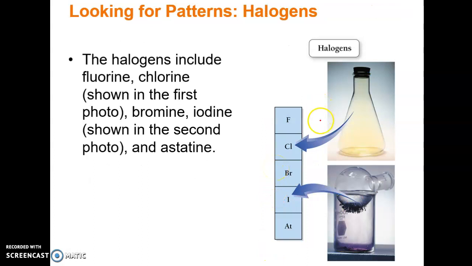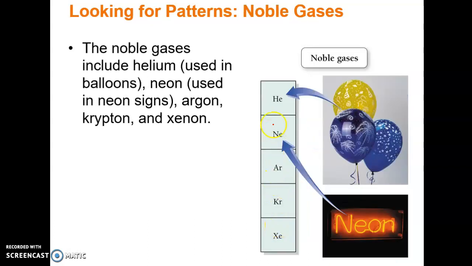The halogens include, and this is to the right of the periodic table, 7A, fluorine, chlorine, bromine, iodine, and astatine. And then the noble gases include helium, neon, argon, krypton, and xenon.